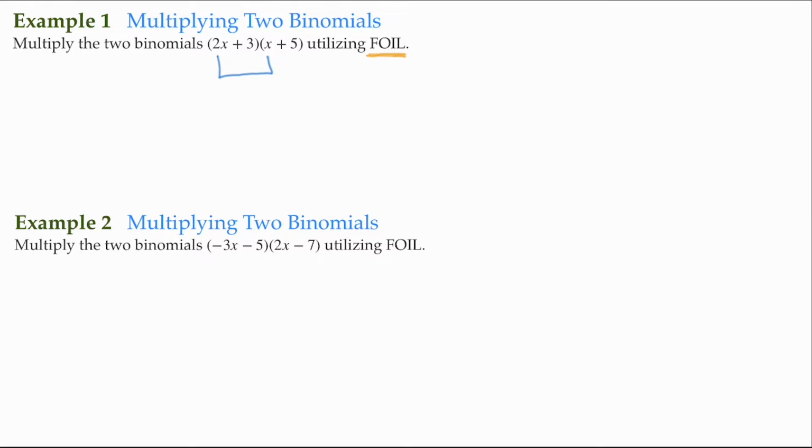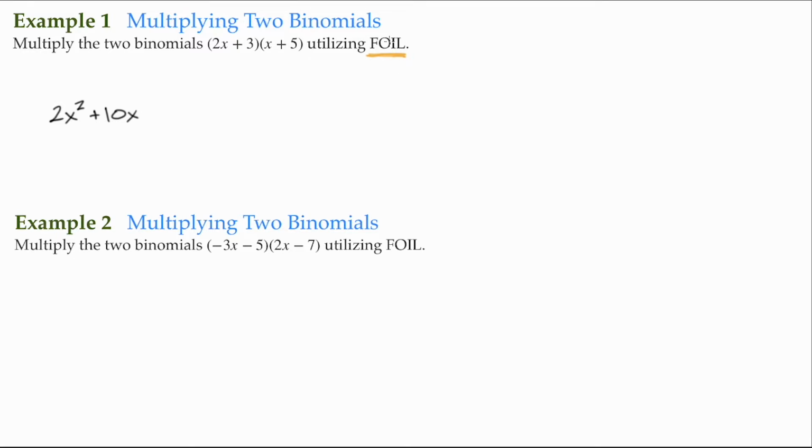And of course, 2x times x, that's 2x squared. For O, those are the outer terms, or in other words, that's the first term of the first binomial, and we multiply that to the last term of the other binomial. So here you can see it's 2x times 5. That's 10x.